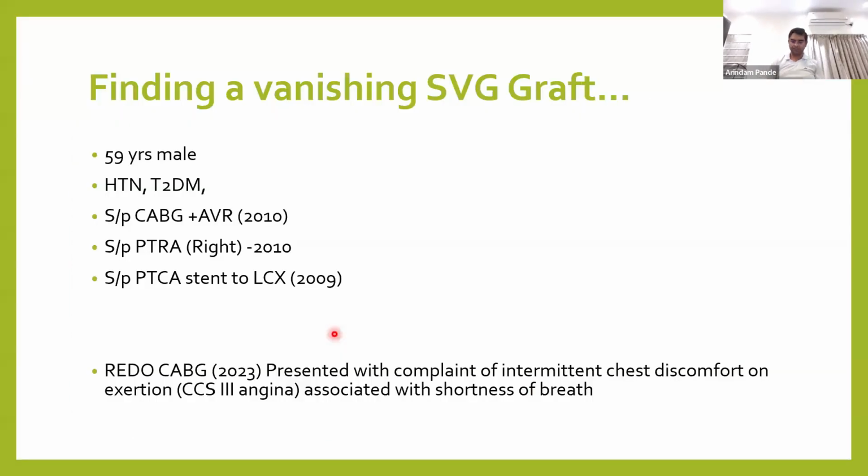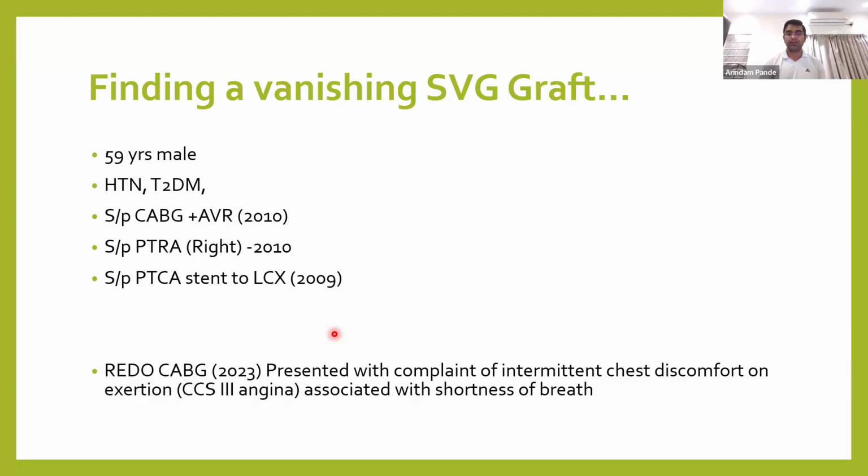Now the last case which I'll show, this is actually not a CTO, but a very interesting case. This was a poor 59-year-old male. He had a history of bypass surgery with aortic valve replacement in 2010. He also had a history of renal angioplasty in the same year. Also had a history of angioplasty before the bypass surgery and AVR, LCX in 2009. Somehow he became symptomatic and his graft was seen to be occluded, LIMA graft and all. So he had redo bypass surgery in 2023.